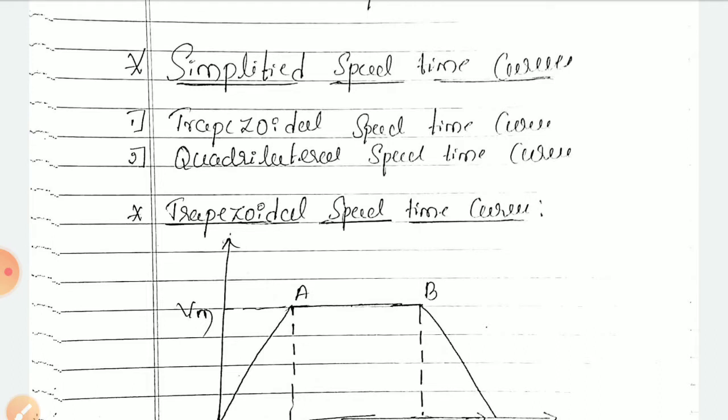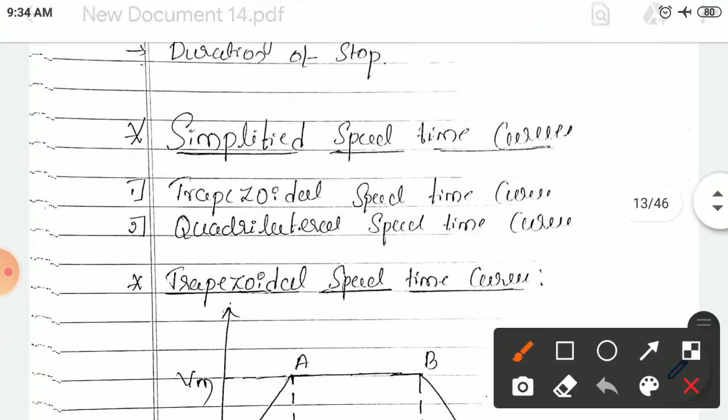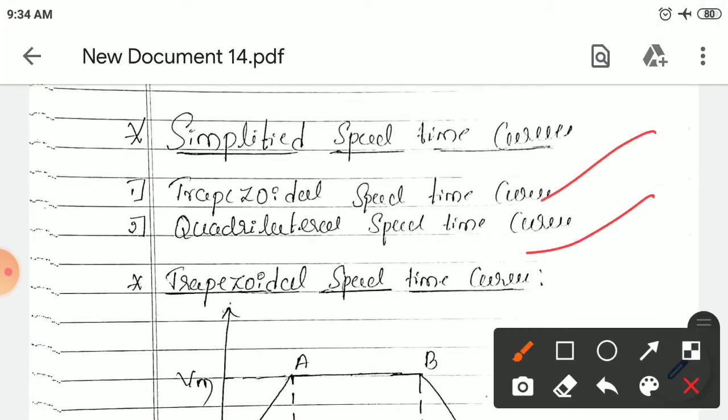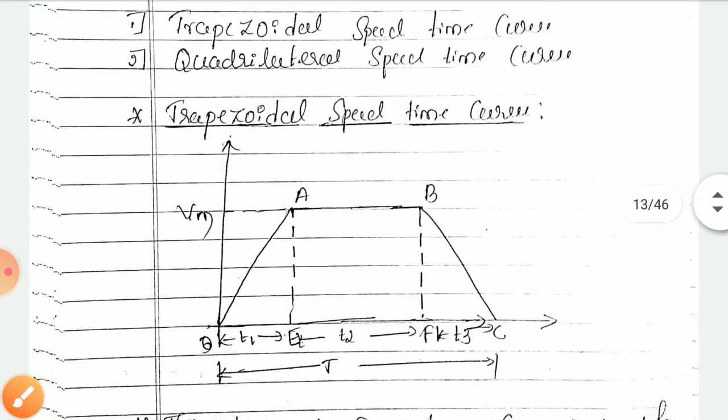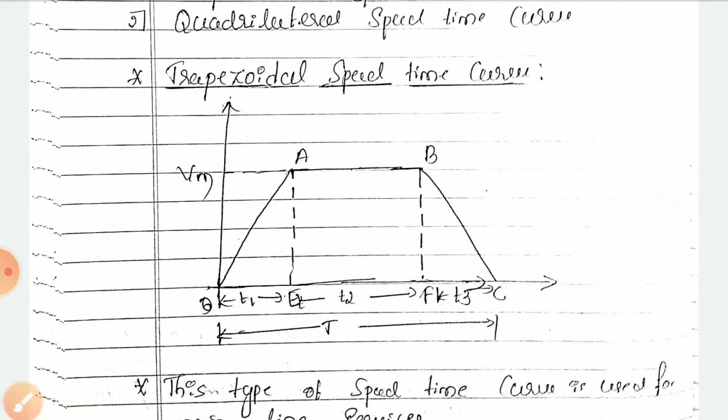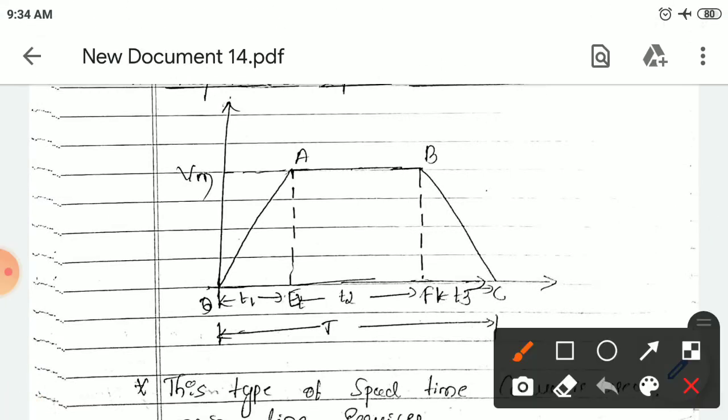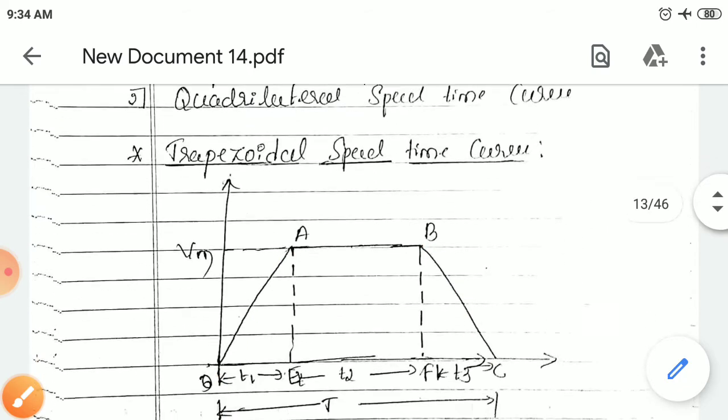We have two types based on the shape of the speed time curves: the trapezoidal speed time curve and the quadrilateral speed time curve. In this session we'll derive the expressions for the trapezoidal speed time curve as well as for the quadrilateral speed time curve. Based on the shape of the speed time curve, it is in the trapezoidal form, so it's called a trapezoidal speed time curve.